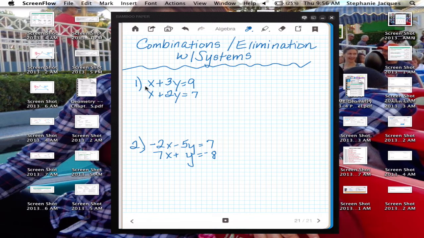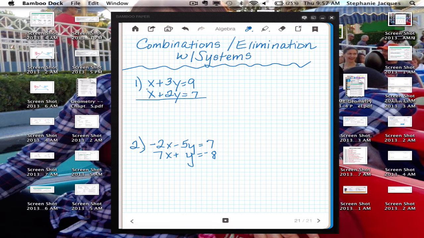Okay, so let's say I was given this problem, x plus 3y equals 9 and x plus 2y equals 7, and I was asked to find my point of intersection or my solution. The way you do it with combinations, or elimination, is you make this an addition problem by putting a line under it, and you're going to look straight down like this. Your goal is to get rid of one of your variables so you can solve for the other. So let's look at this bottom one and ask, what could I cancel out with up here, this x?